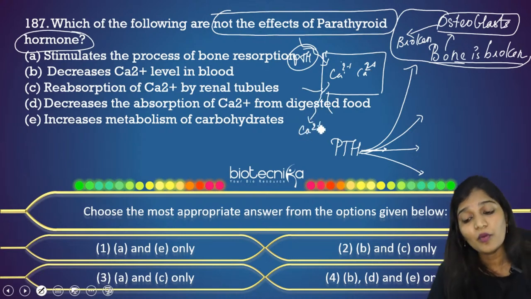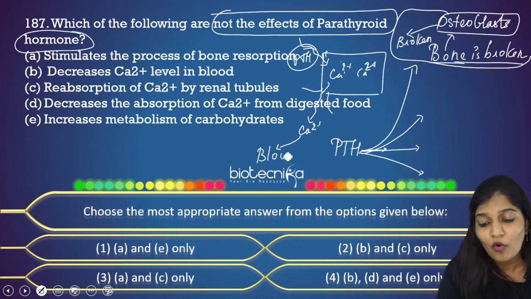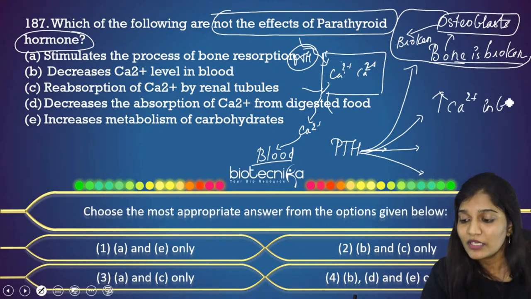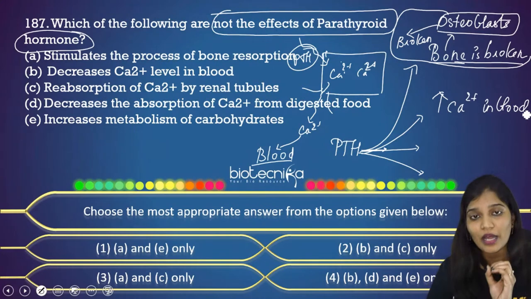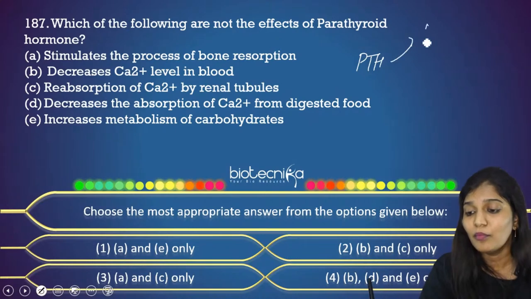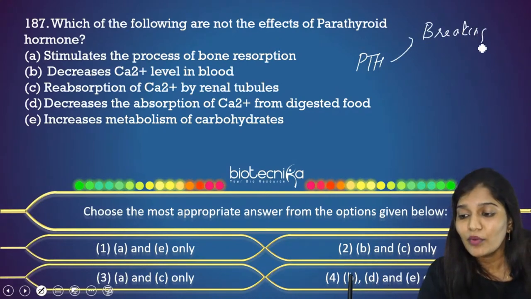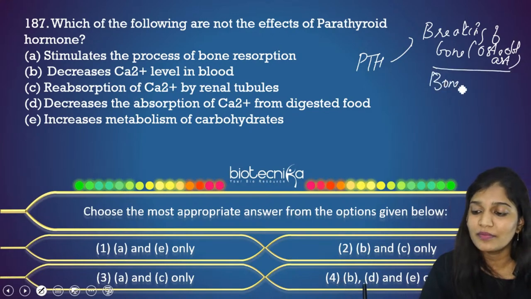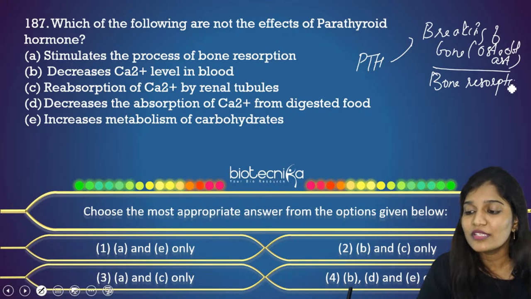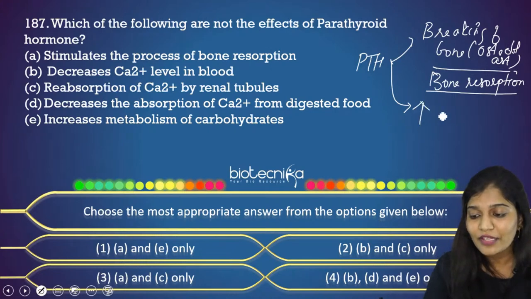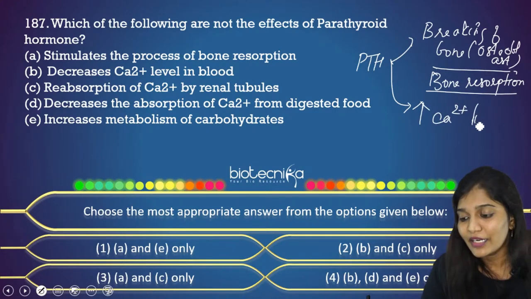Where will the calcium come? All the calcium will come to the blood. If all the calcium comes to the blood, the increase in the calcium level in the blood will happen, correct? So what exactly happened? Parathyroid hormone is responsible for breaking bones. And breaking down of bones, very specifically osteoblast, this process is called bone resorption. So parathyroid hormone is responsible for the process of bone resorption. And I told you it is also helpful in increasing the calcium level in blood.